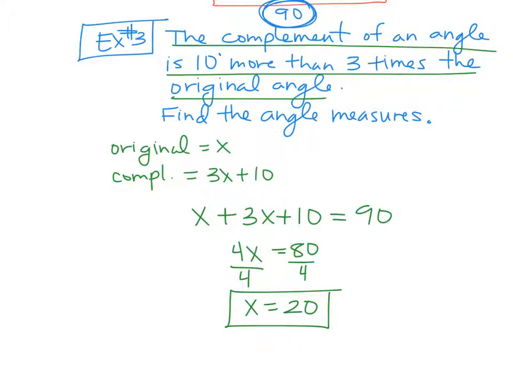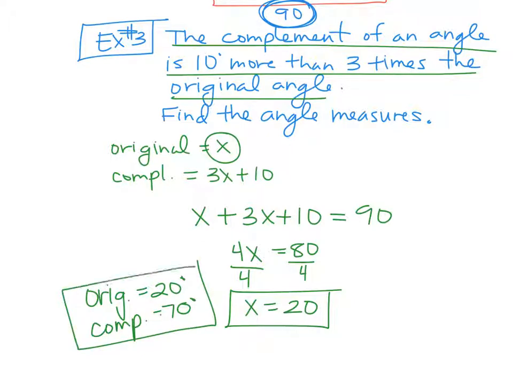The question was, what are your angles? So what are they? 70 and 20. If the original is 20 degrees, and we know they are complementary, so the complement has to add up to 90, the complement would be 70. So just remember complementary 90, supplementary 180, in case those show up again.